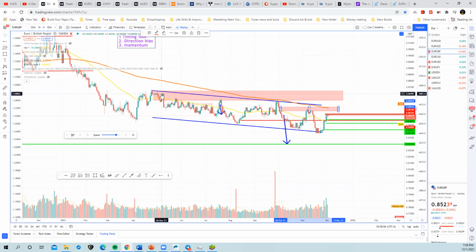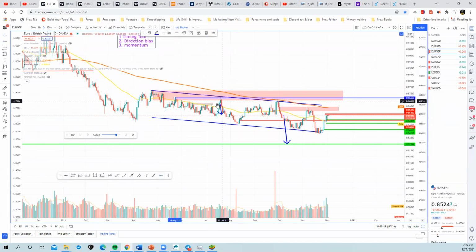So we have the initial move down. There's the engulfer Tim was just talking about. Pullback retest. Could have took it from there. But we got another pullback, came up deeper into the zone, and that would be our entry. So we really had two entries. Got an entry there, then an entry there.